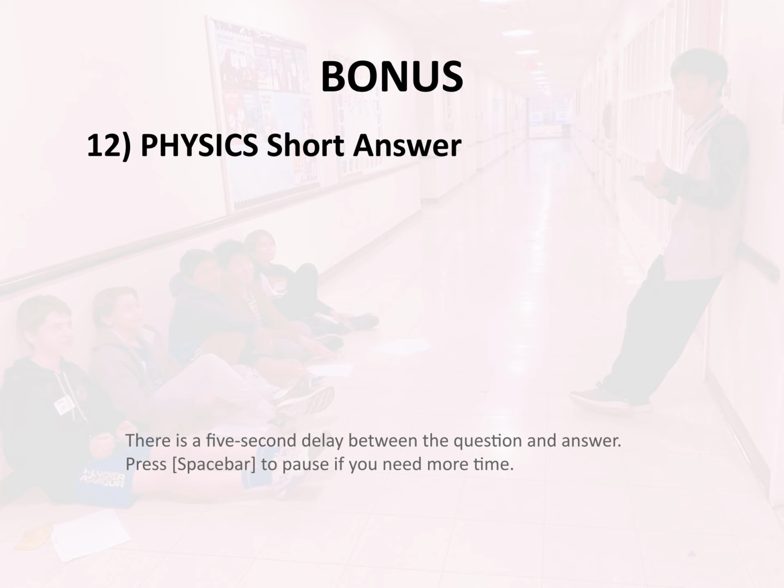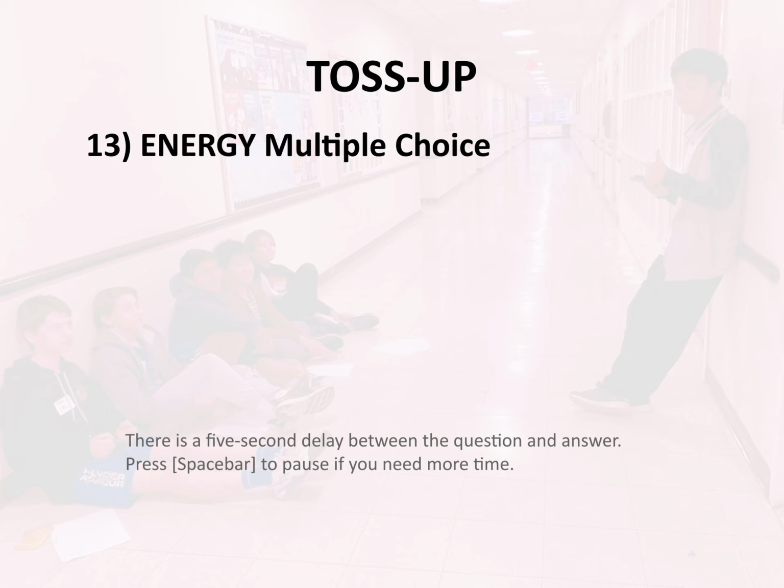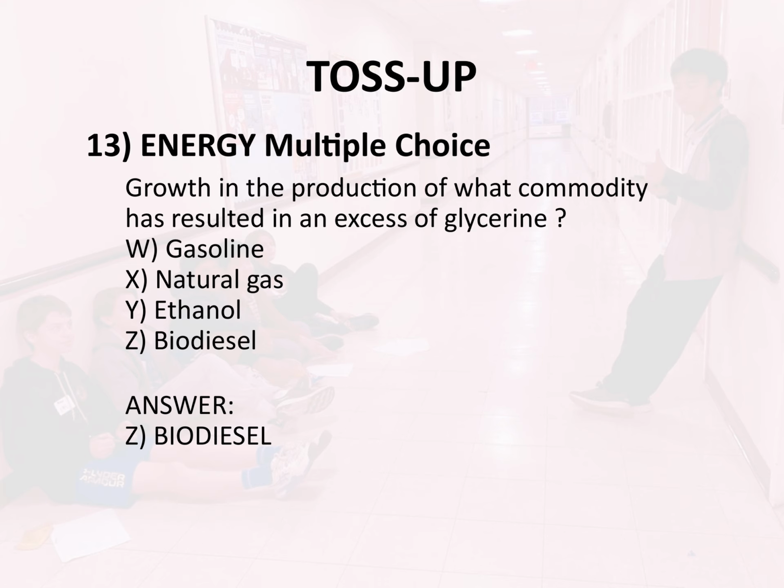Toss-up 13. Energy. Multiple choice. Growth in the production of what commodity has resulted in an excess of glycerin? W. Gasoline, X. Natural gas, Y. Ethanol, Z. Biodiesel. Answer: Z. Biodiesel.